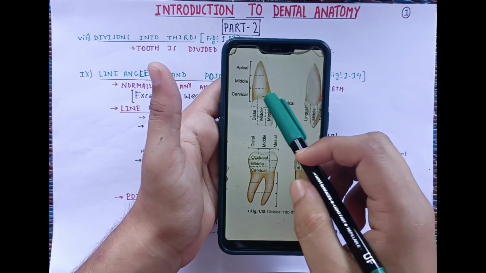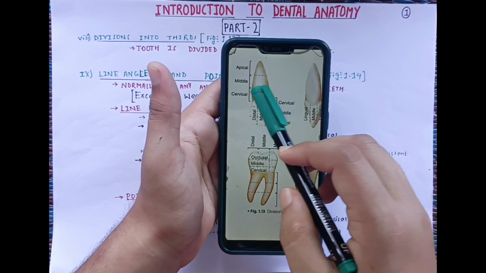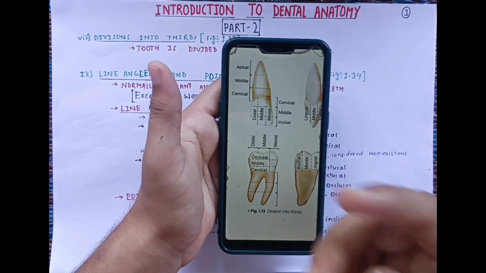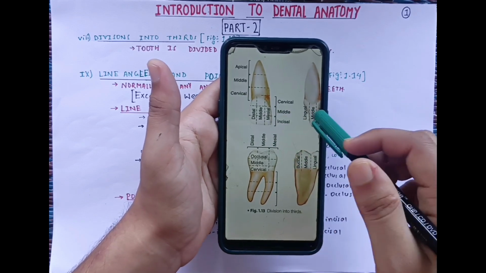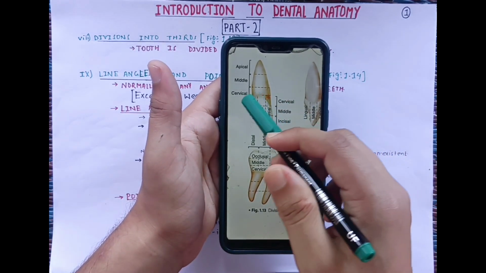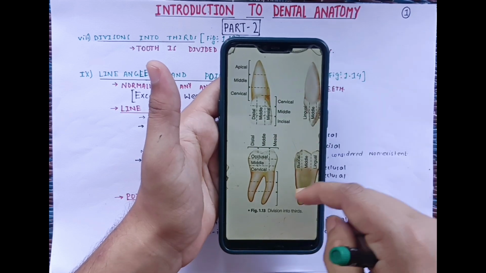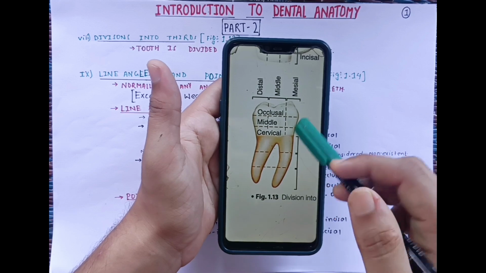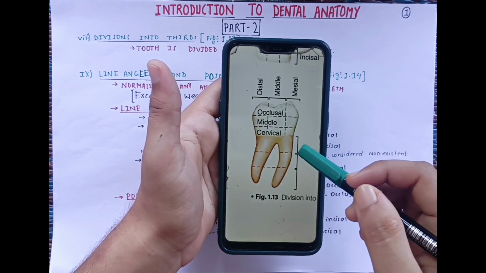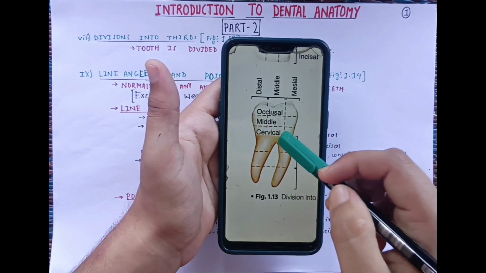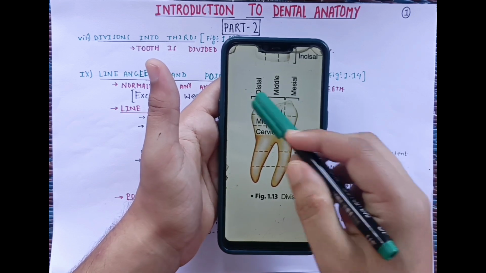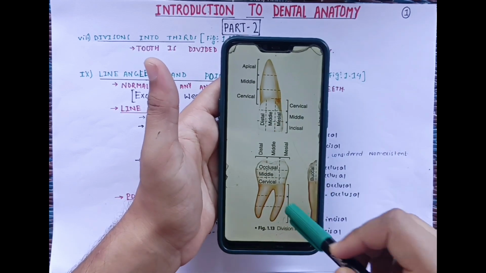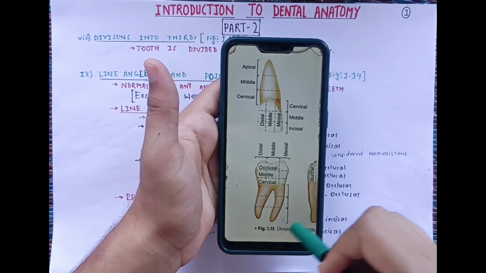Similarly, in the root also we divide by 2 horizontal lines, forming cervical, middle and apical third. While pronouncing, we just pronounce incisal third, middle third, cervical third. Similarly, we pronounce cervical third, middle third, apical third. Similarly, in posterior teeth, we can see here we are dividing with the 2 horizontal lines into the occlusal third, middle third and cervical third. Similarly, by 2 vertical lines, it divides the tooth into mesial, middle and distal part. Similarly in the root also, similar to this anterior tooth, we have cervical third, middle third and apical third.